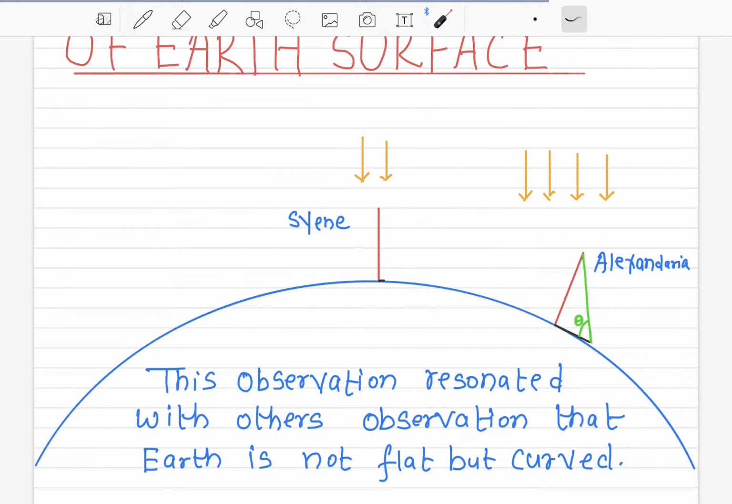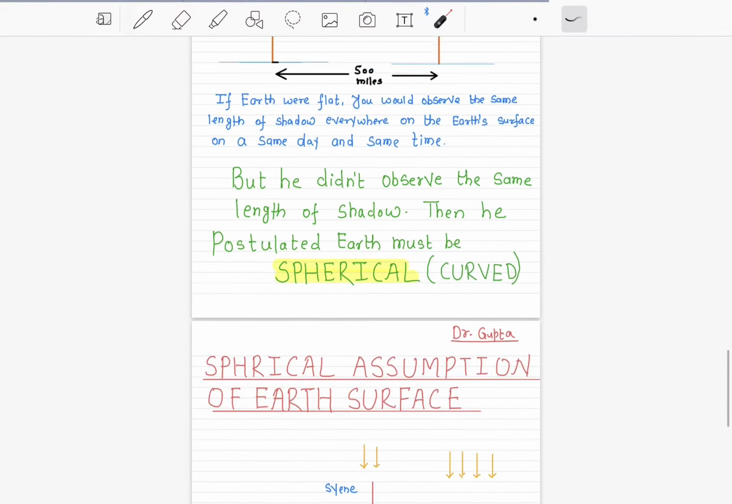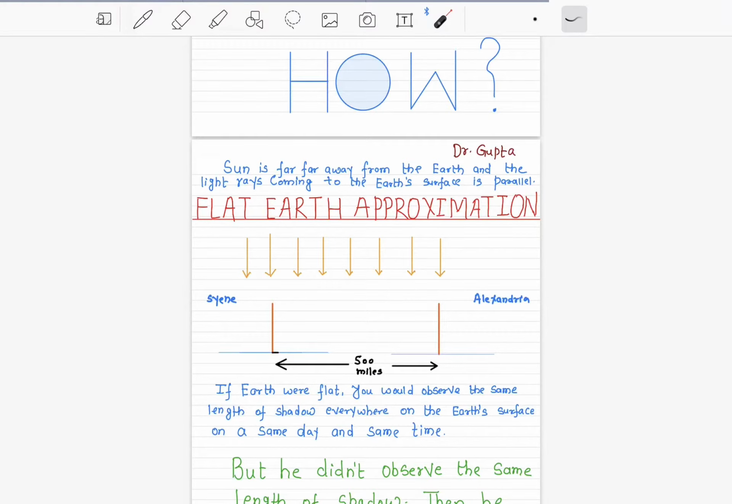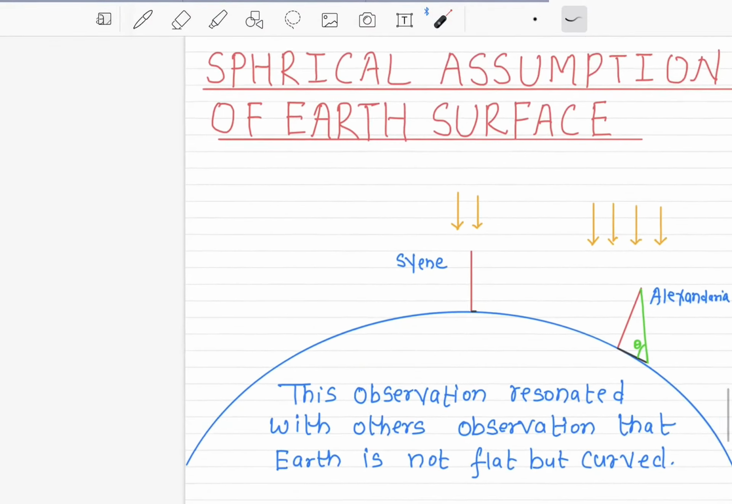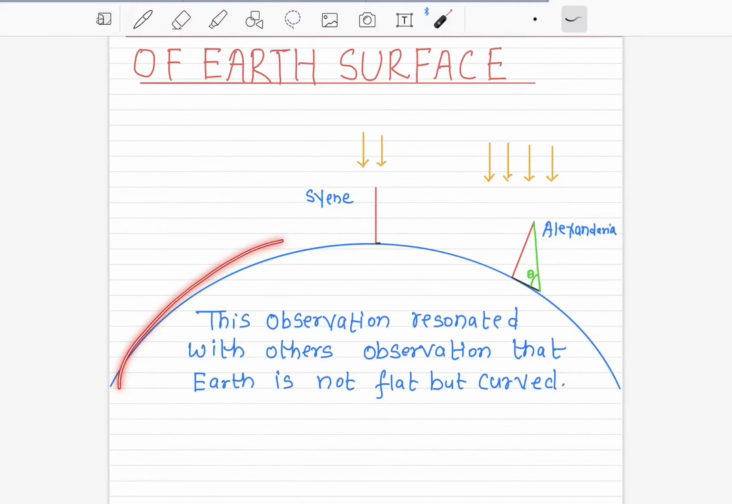So from these two observations, you see, if it is flat, then you would observe the same length of the shadow everywhere. But if the earth is spherical, the length of the shadow differs, if you measure on the same day. Here all the observations are on the same day, not on a different day. Just keep in mind, these observations are on the same day. So now he was totally convinced that Earth is not flat but rather a spherical or curved surface.